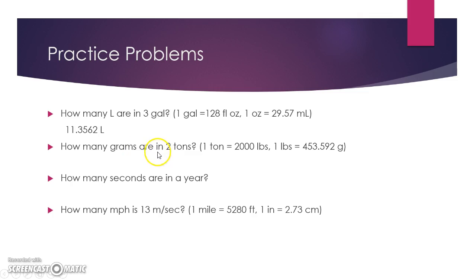Next question, how many grams are in 2 tons? 1 ton is equal to 2,000 pounds, and 1 pound is equal to 453.592 grams. Again, rounding is not exact, so it should be 1,861,000 grams. This one is how many seconds are in a year.